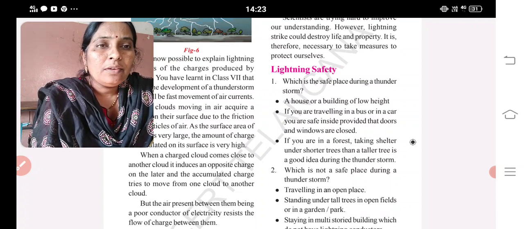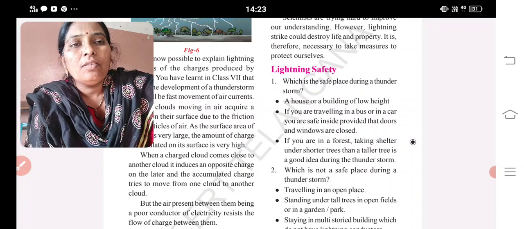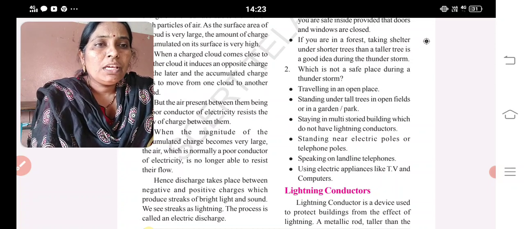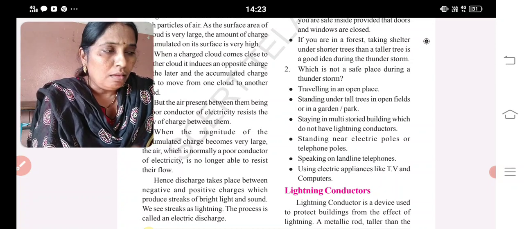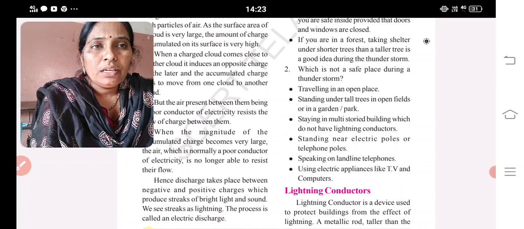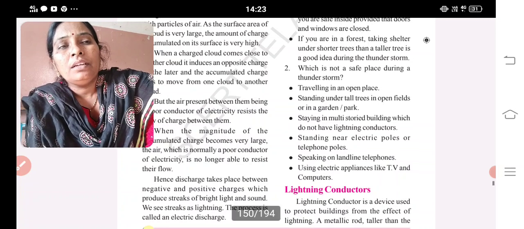And which is not a safe place? Traveling in an open place, standing under tall trees, in open fields or in a garden, staying near cell phone poles or telephones, speaking on landline telephones, using electric appliances like TV and computers. All these are not safe at the time of lightning or thundering.